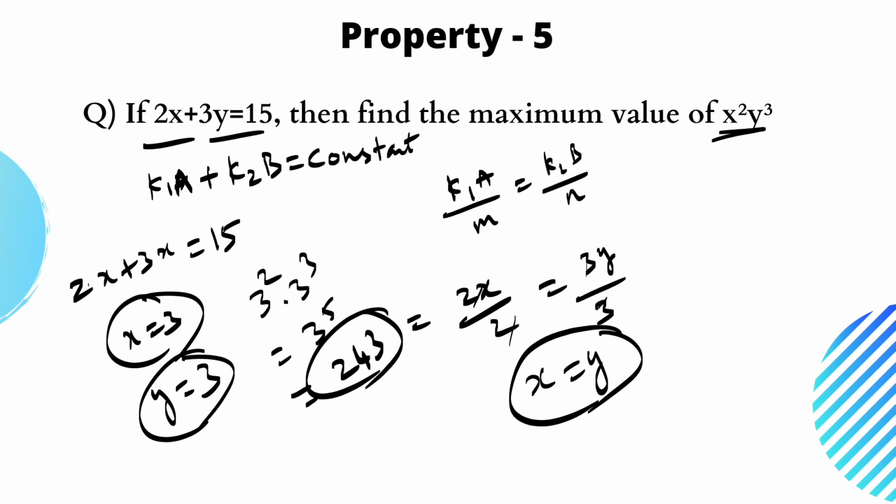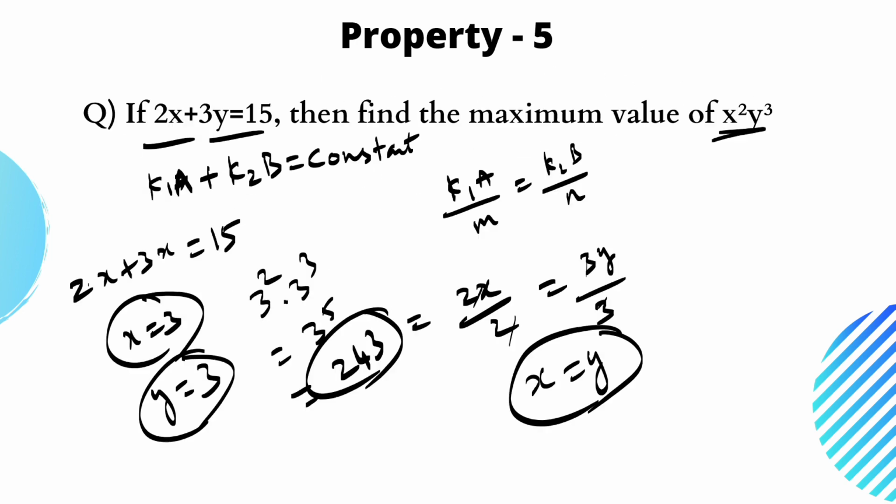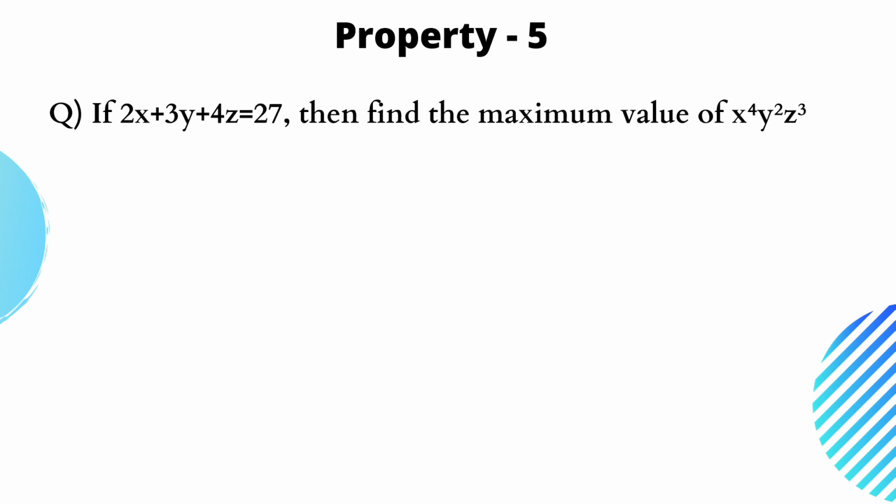So 243 is the maximum value of x square into y cube. So we are simply applying these properties, nothing else, right? This is one more question related to the fifth property: if 2x plus 3y plus 4z is equal to 27, then find the maximum value of x power 4 into y square into z cube.